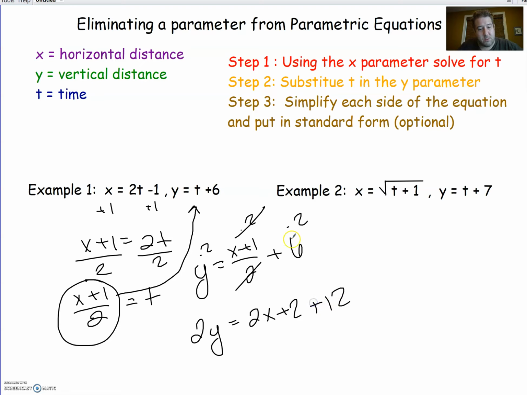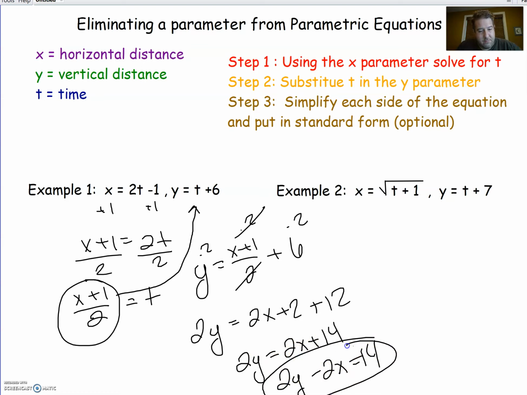Now, this can be combined. 2y equals 2x plus 14. Now, I did say I'm going to simplify by putting things in the standard form. That's kind of optional. But if I'm going to put it in standard form, I'm going to move the 2x to the other side. So 2y minus 2x equals 14. Really doesn't matter. You can leave it just like this. Either one of these are the exact same thing.